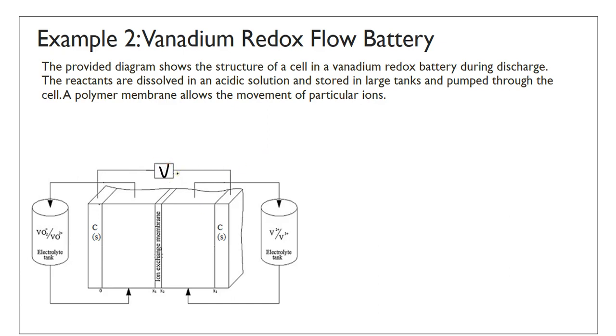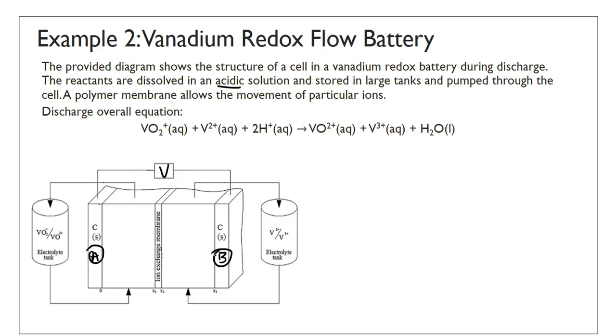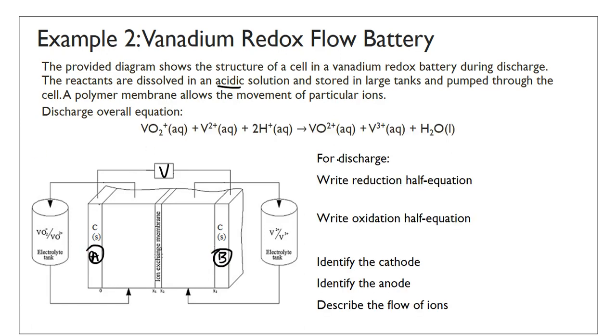So you could write that as voltage. The reactants are dissolved in an acidic solution and stored in large tanks and pumped through the cell. A polymer membrane allows movement of a particular ion. So you have this here, it is acidic, so there should be H plus somewhere. I'm going to call this A and this B because they're both carbon, so it's a bit hard to distinguish them. The discharge overall equation is this, so once again, you should be able to analyze the information given to write half equations for reduction, oxidation, cathode, anode, and flow of ions.